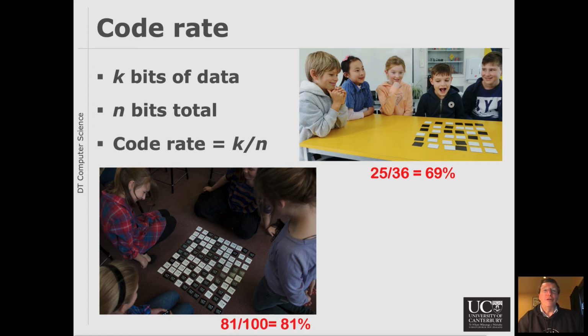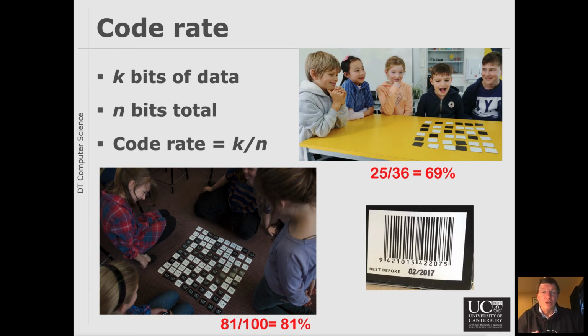So they started with 81 bits, the 9 by 9, and they brought it up to 100 bits. So only 81% of that has useful data. That's actually a really good code rate, but it's not very good error correction because this particular method can only correct one error, one bit being changed.